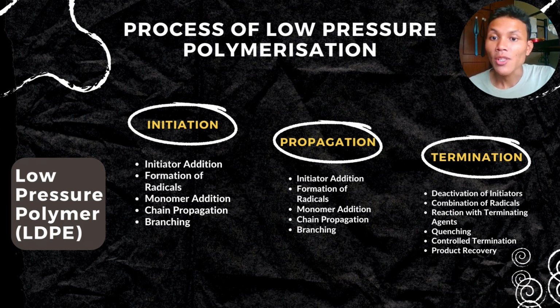And then, moving on to the termination. The termination reaction occurs when two free radicals combine to form a stable molecule, stopping the growth of the polymer chain. The termination step is crucial for controlling the molecular weight and polydispersity of the polymer.